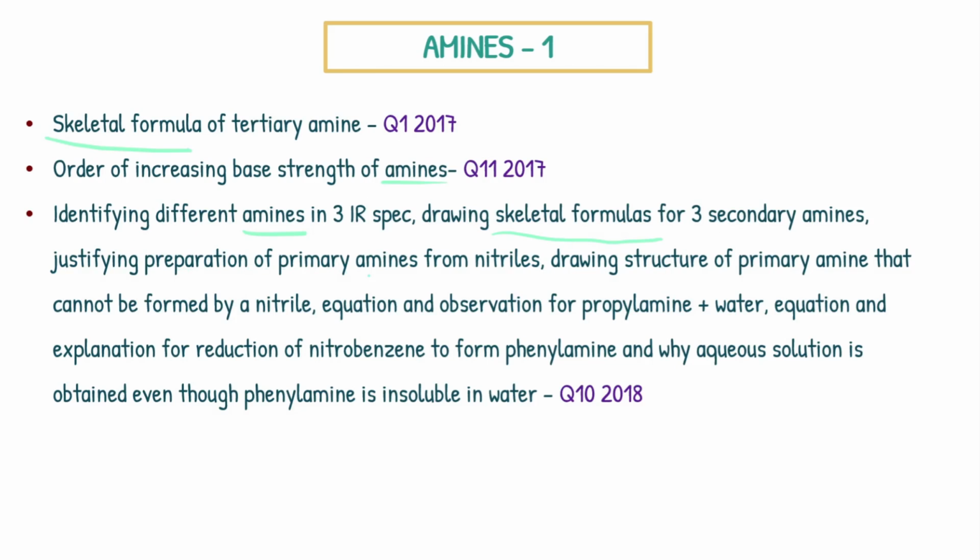You had to justify the preparation of primary amines from nitriles and why this is better. You had to draw the structure of a primary amine that cannot be formed by a nitrile. These are all specific examples, so it won't be like a primary amine can never be formed from a nitrile. It was very question specific, so if you're a bit confused, check out the question.